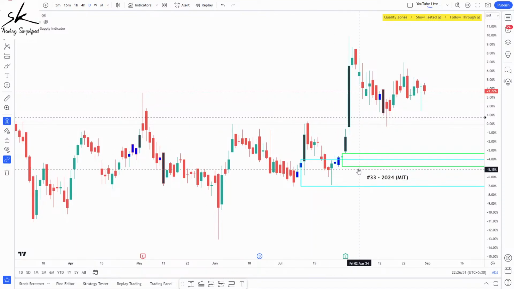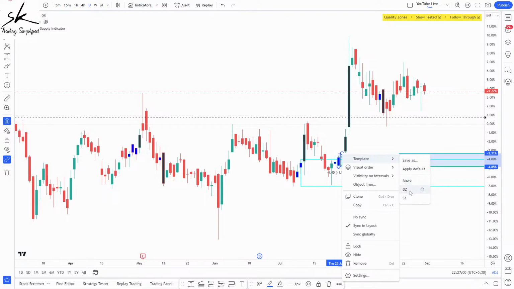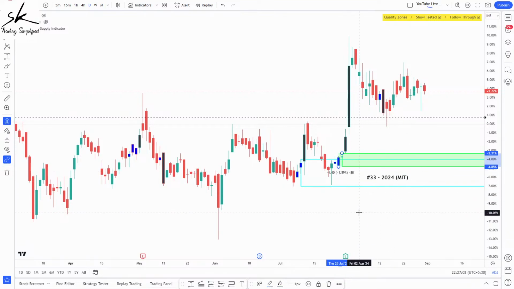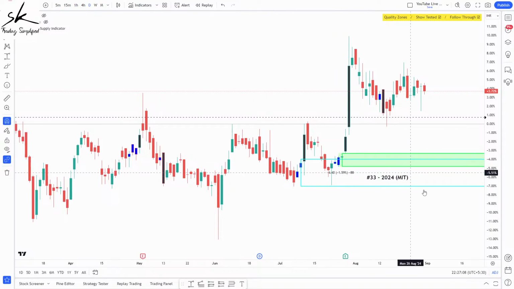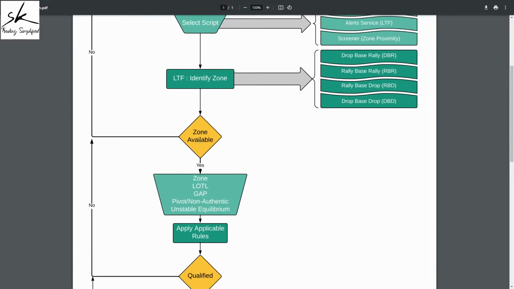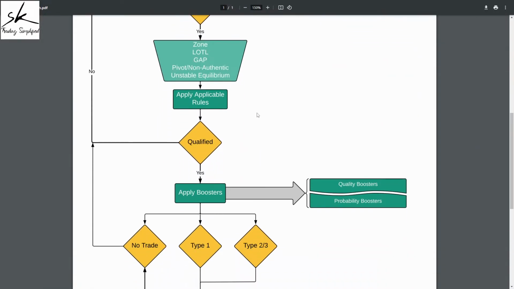But yes, our step 3 was to identify a zone, which the indicator is doing for us. So what I'll do is I'll draw the zone, and let's mark it as demand. So this was our step number 3, that we need to identify a zone on the chart. The indicator made that process easier for us, and we do have a rally-base-rally structure available to us. So that takes care of our step number 3, which is identify zone. Do we have a zone available? Answer is yes, we do have a zone available.